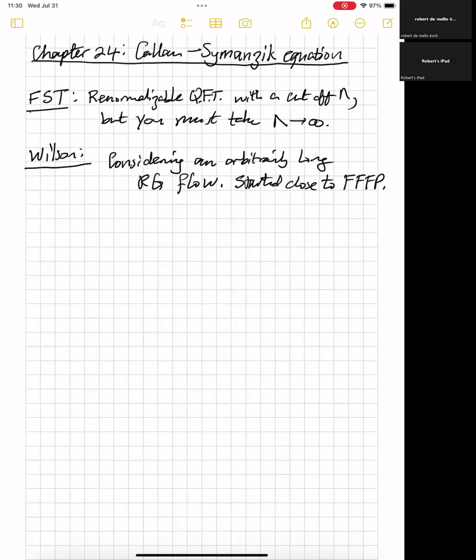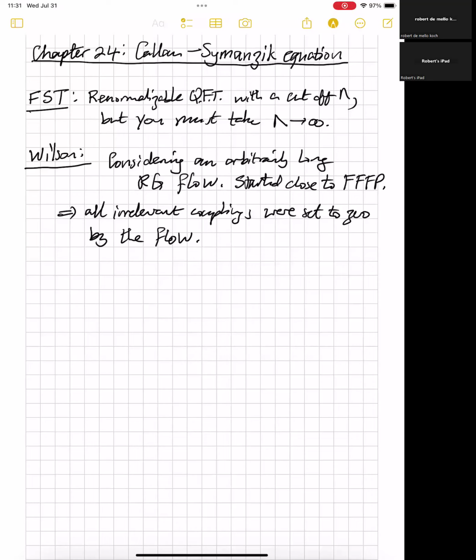But anyway, so let's imagine we started close to the free field fixed point. We flowed for an arbitrarily long time. What does that mean? That means that all irrelevant couplings were set to 0 by the flow, because we flowed for so long.